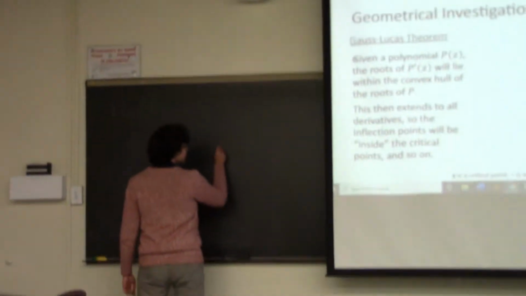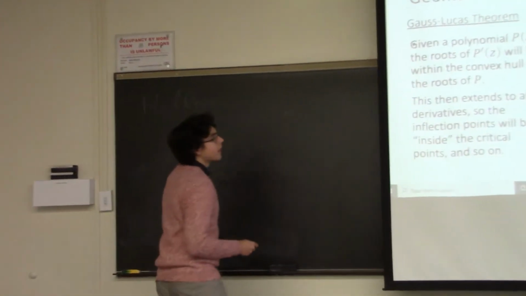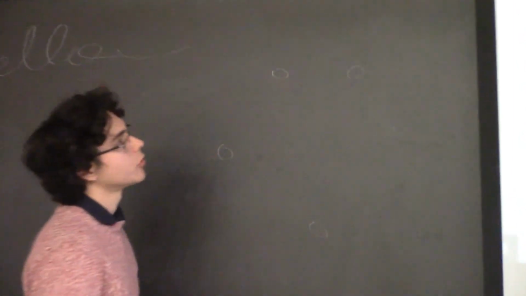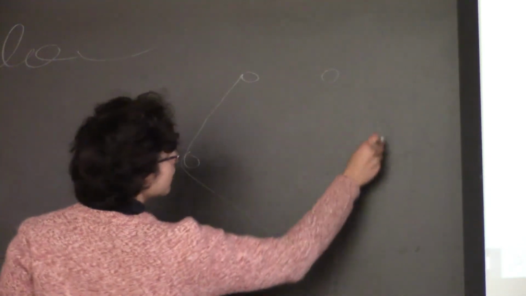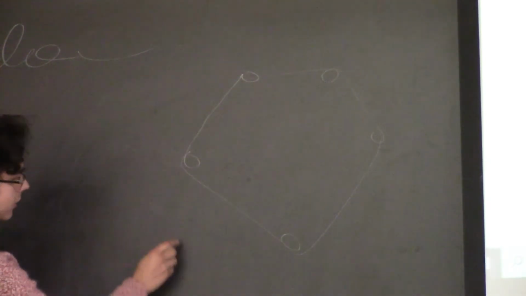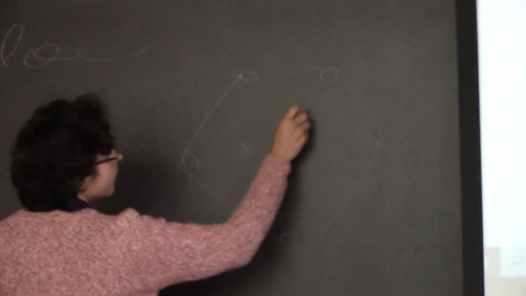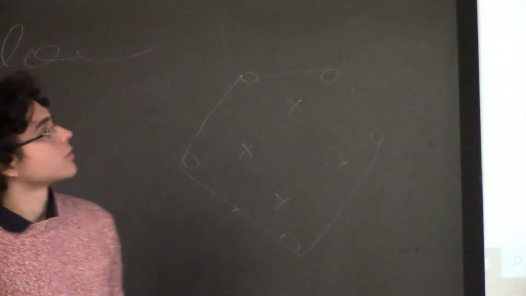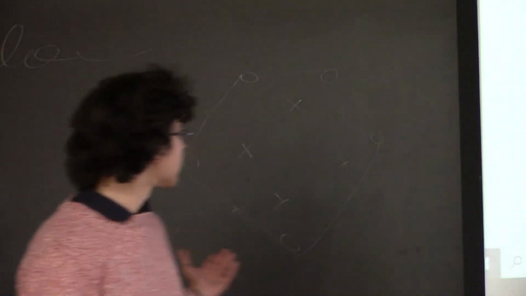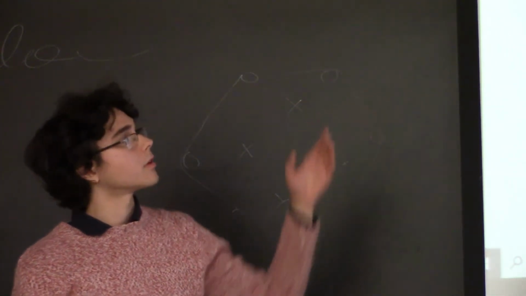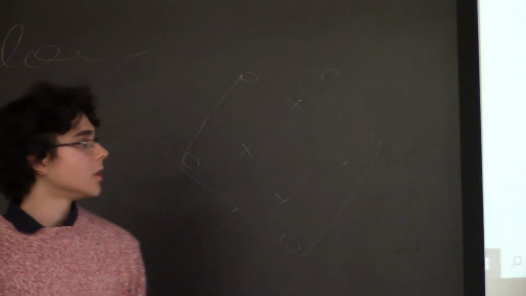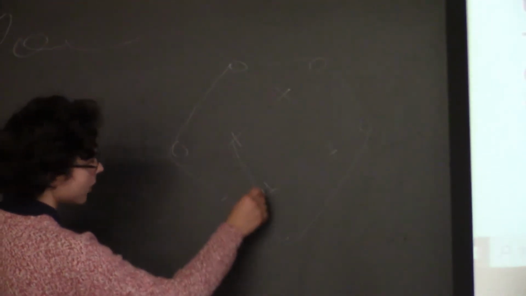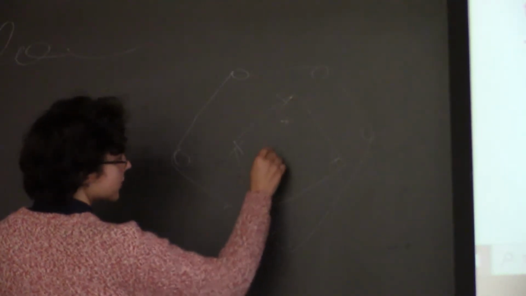So right here, these are the roots, and I'm going to have critical points as x's. The critical points of the polynomial have to be within, if you were to stretch out a rubber band and put it here, it would kind of look like this, right? So the critical points can't be outside of it, but they have to be either on it or inside. This is something known as the Gauss-Lucas theorem. And if you were to apply this again, taking the derivative of the polynomial as the new polynomial, then the roots of that derivative have to be inside of it. So this becomes your new convex hull. The inflection points, which I'll have as pluses, have to be inside that.